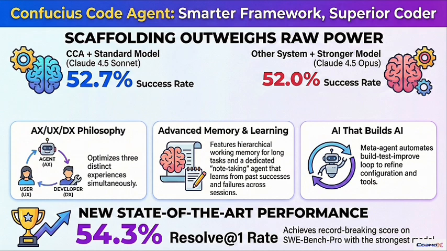But that doesn't solve the memory problem, does it? The context window. Right, you can't fit the whole history of a huge project in there. And usually, tools just start deleting the oldest messages to make room. CCA doesn't do that. This is where it gets really interesting. It has something called the architect agent.